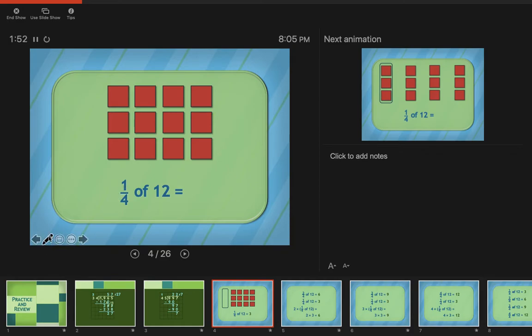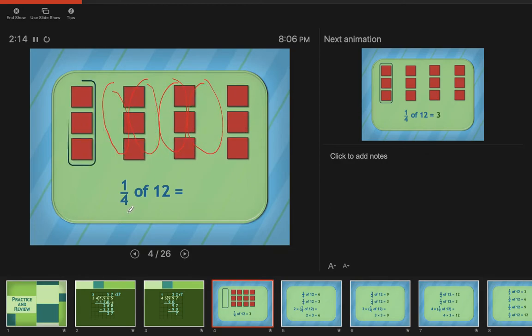Let me get my pen so I can draw if I need to. I've got a set here. I've got a set here. Don't you love my beautiful circles? I've got 4 sets of how many? 3. So what would a fourth, just a fourth of 12 be? It would be 3. 1/4 of 12 equals 3.